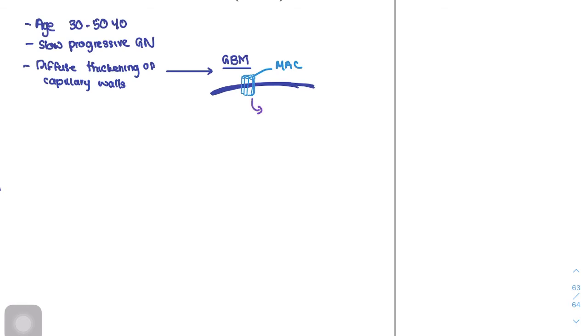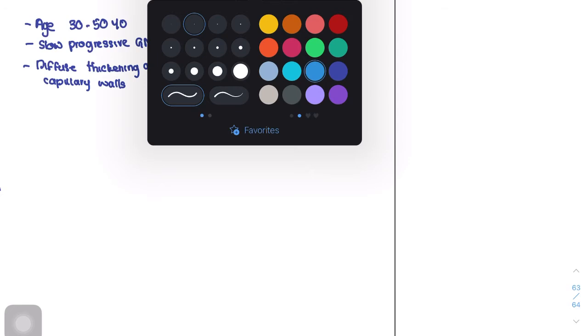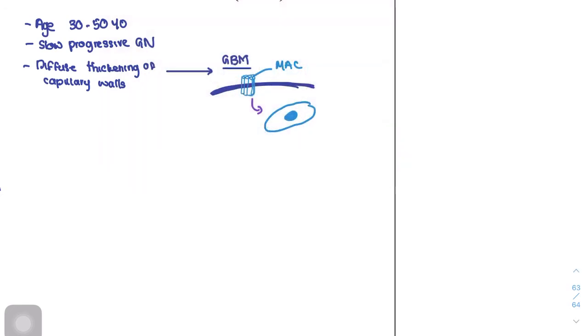And this will cause the mesangial cells and the epithelial cells to produce proteases and oxidants. So what happens then? This will go and damage the membrane.